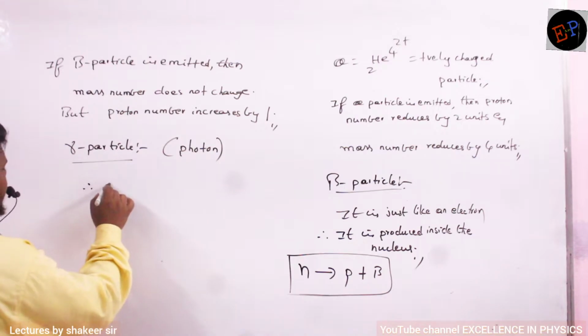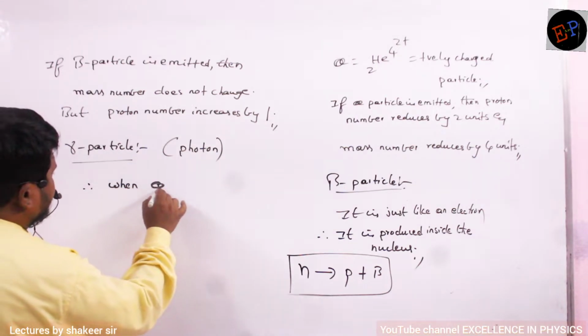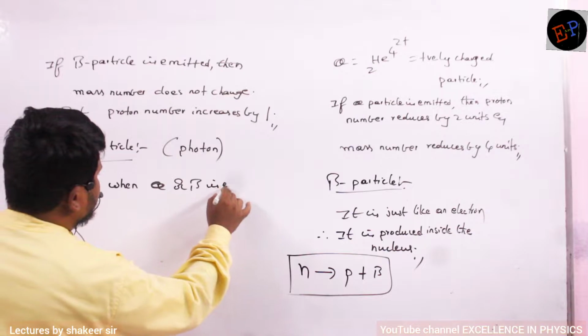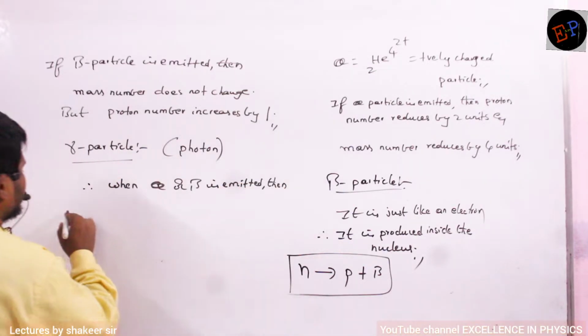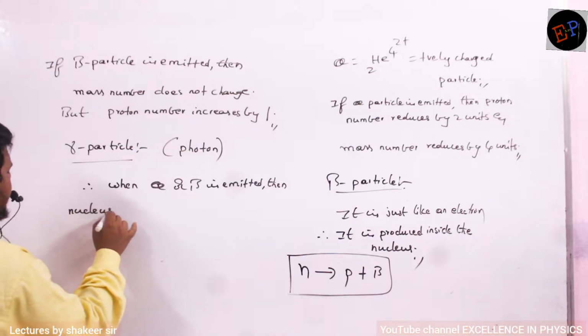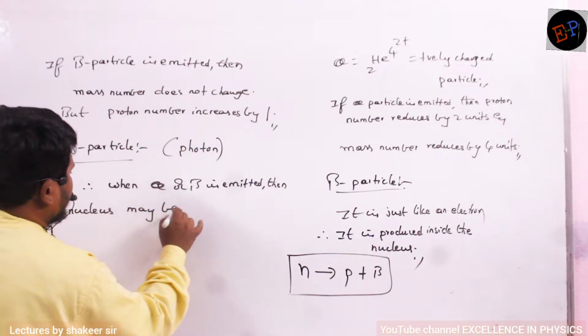So therefore, when alpha or beta is emitted, the nucleus may be in an excited state.